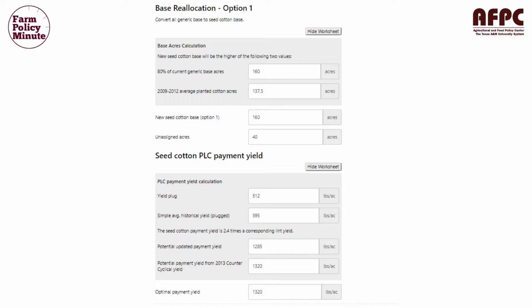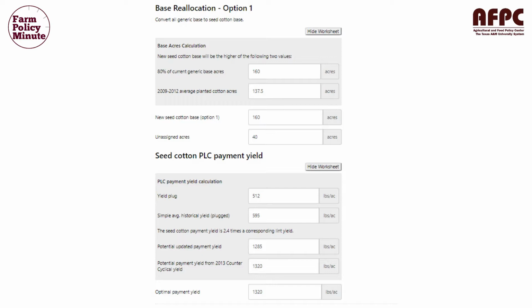The one question is, and it's kind of a nuance in the formula, but the potential updated payment yield cell, that's taking, again, the simple average of the historic yield times 2.4, and then it's 90% of that. Right. So just to make sure as you're checking on your calculator, and it might seem like it's wrong, give us a call if something doesn't work out, but you have to not forget to multiply it by 90%. Right.